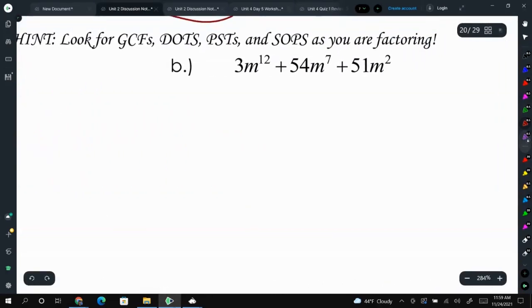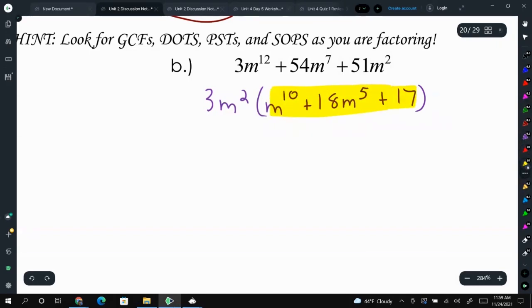Over here in letter B, we're going to factor out a 3m squared, and that's going to give us m to the 10th plus 18m to the 5th plus 17. Now, again, we're going to factor this, and this is in quadratic form because we have 18m to the 5th. M to the 5th is our something, and our leading term is that something squared. M to the 5th squared is m to the 10th.